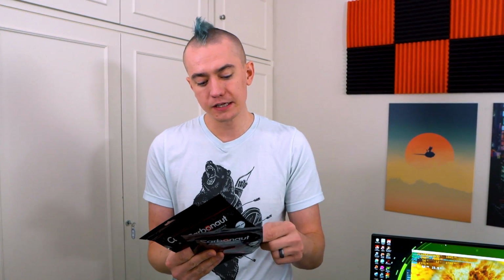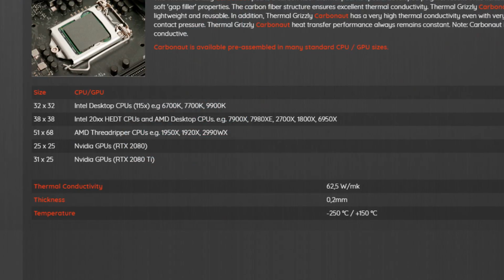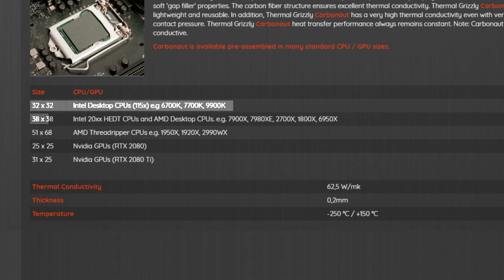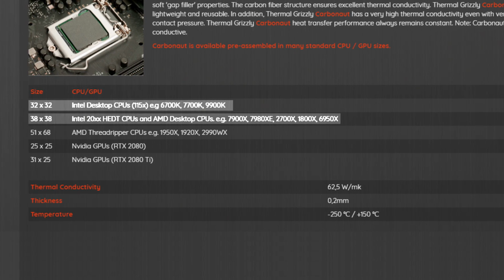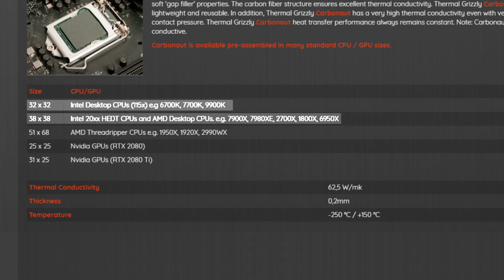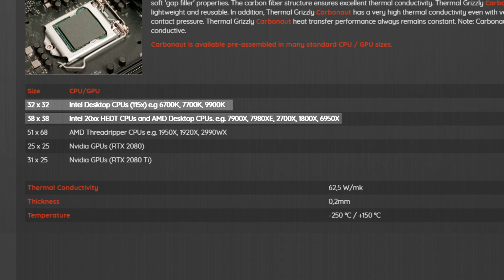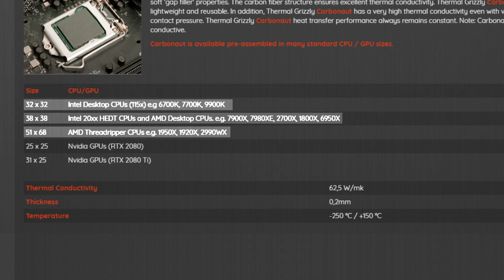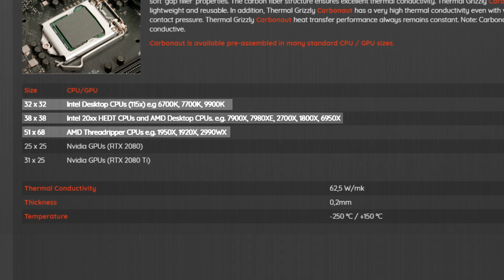Since we're working on another project with them, I bought all of the ones that I could find because I don't know what size I actually need for the project we're working on. Anyways, we have 25 by 25 millimeters, 32 by 32 millimeters, and then 38 by 38 millimeters. The 32 by 32 is meant for Intel CPUs. The 38 by 38 is meant for Intel's high-end desktop CPUs, as well as AMD's Ryzen stuff. They do have a bigger one for Threadripper. It's 51 by 68, but I don't have one of those.